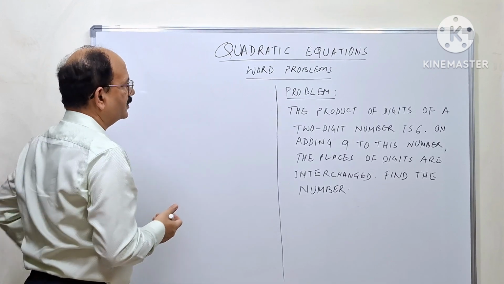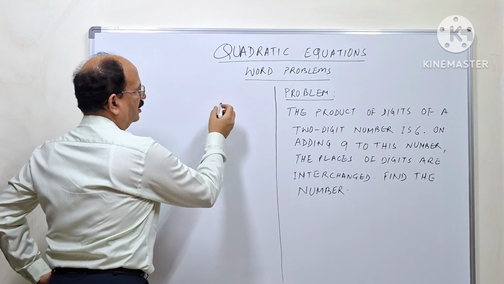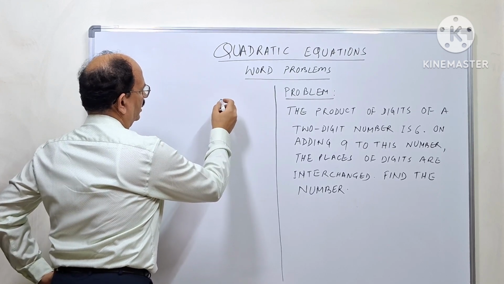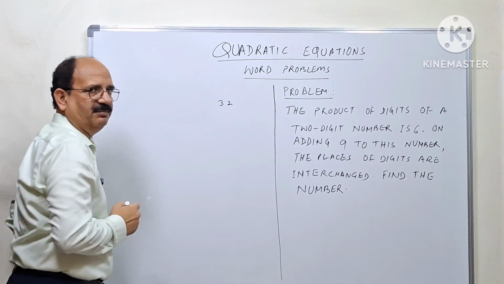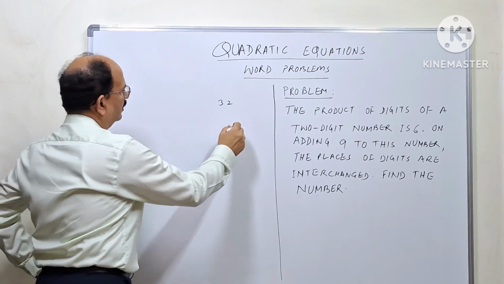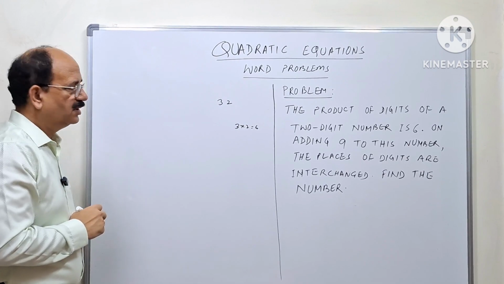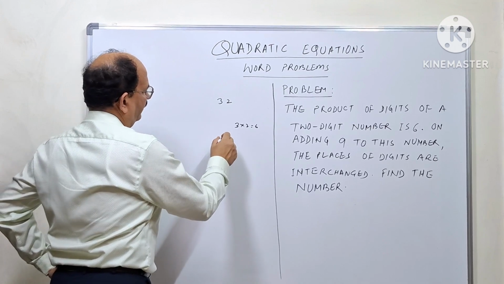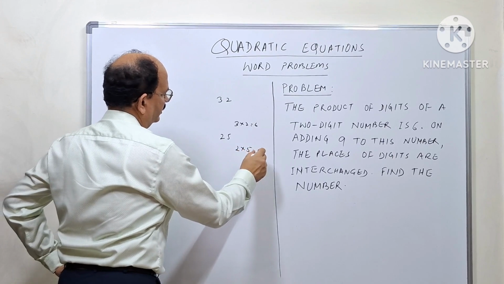Suppose the number is, say, 32, for example. Then the product of 3 and 2 will be 6. If the number is, say, 25, then the product will be equal to 2 into 5.